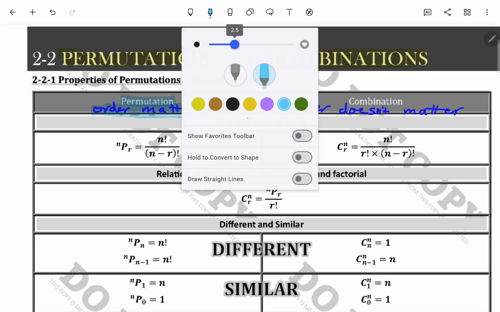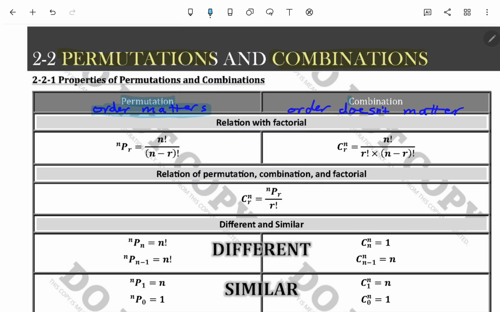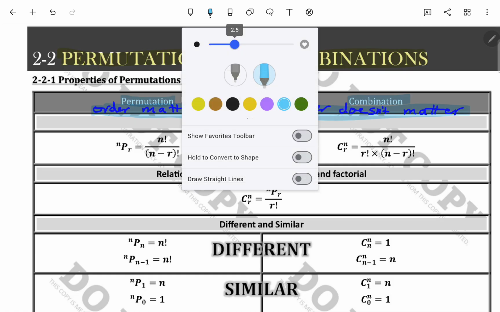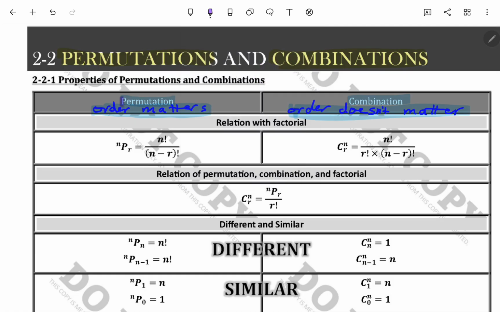And in combination, we can see that order doesn't matter. That means it is the number of selecting r things from n things without an order. Now, we can use the first letter of permutation, which is P, to make a rule including factorial. So we can make a relation now with factorial with permutation.